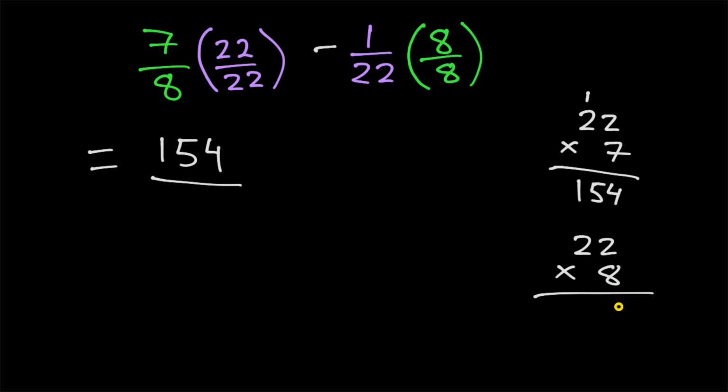8 times 2 is equal to 16, plus 1 is equal to 17, so 176. And then this second multiplication of two fractions is just going to evaluate to 1 times 8, which is just 8. And then in the denominator, we have 22 times 8. This is going to be the same as 8 times 22, which is 176. We've done it over here.